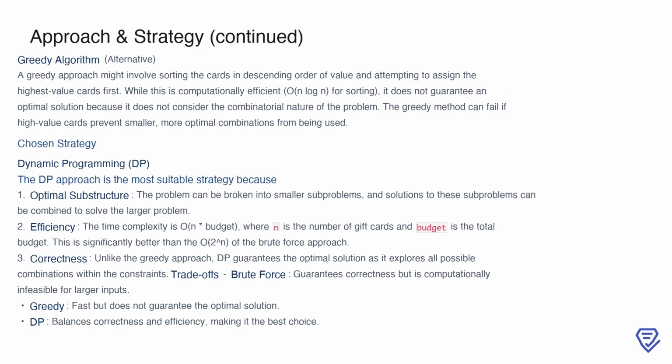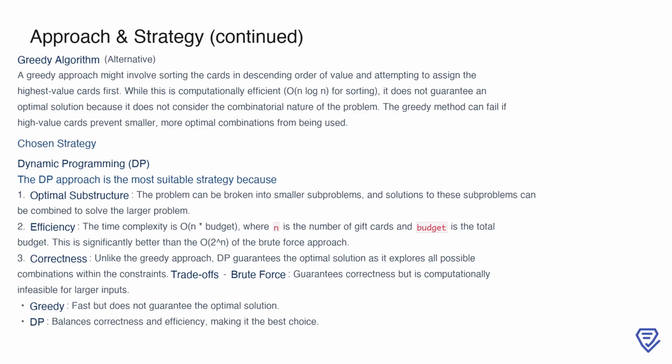Another approach to consider is a greedy algorithm. Here, we sort the gift cards in descending order of value and attempt to assign the highest value cards first. This method is computationally efficient, as sorting takes n log n, and the assignment is straightforward. However, the greedy approach does not guarantee the optimal solution. This is because it does not account for how smaller combinations of cards might fit better within the budget, making it unsuitable for problems with combinatorial constraints like this one.